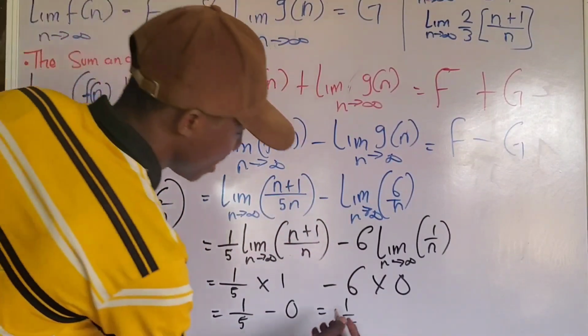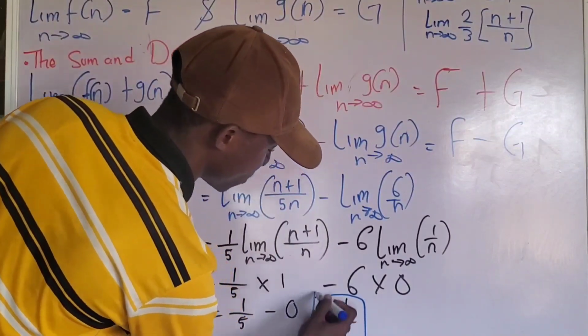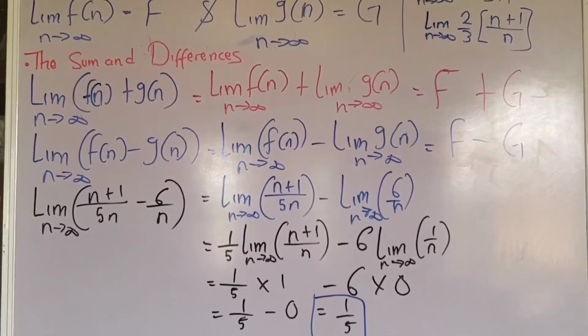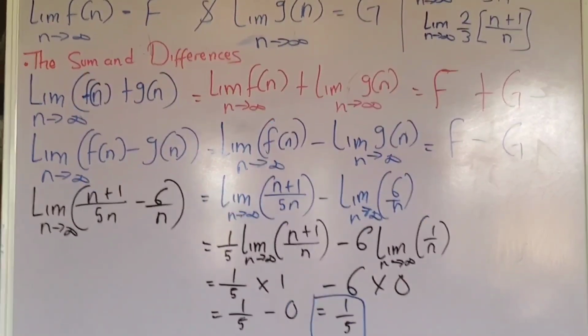I'm very sure you understand. The limit of this function is 1 over 5. If you still don't understand, kindly reverse the video. It's simple. That is the limit of the function. And if you want me to reiterate, you can let me know in the comment section.